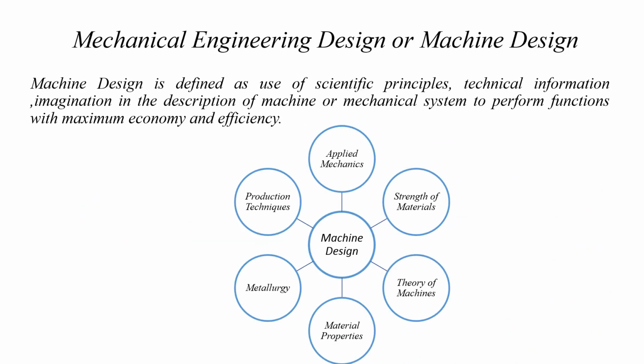Mechanical engineering design or machine design is defined as the use of scientific principles, technical information, and imagination in the description of a machine or mechanical system to perform functions with maximum economy and efficiency. As a student of machine design, you should have the knowledge of applied mechanics, strength of materials, theory of machines, material properties, metallurgy, and production techniques.